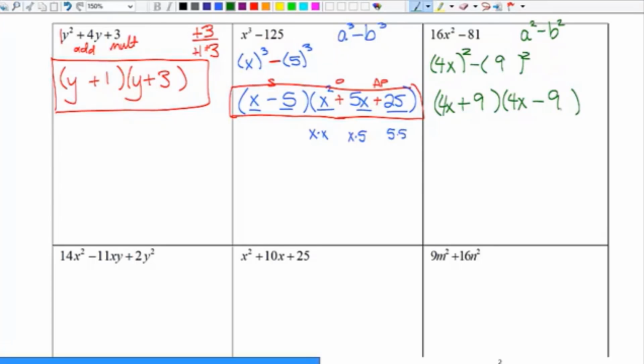Step 3 says, is there anything else that I can factor? Well, 4x plus 9 and 4x minus 9, there's nothing else that can be factored, and so I know that I am completely done.